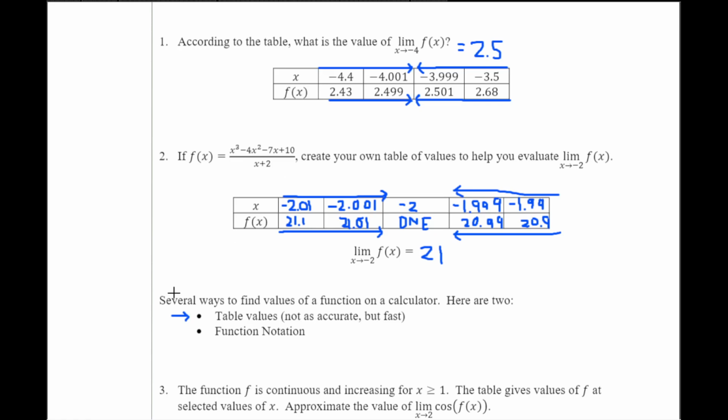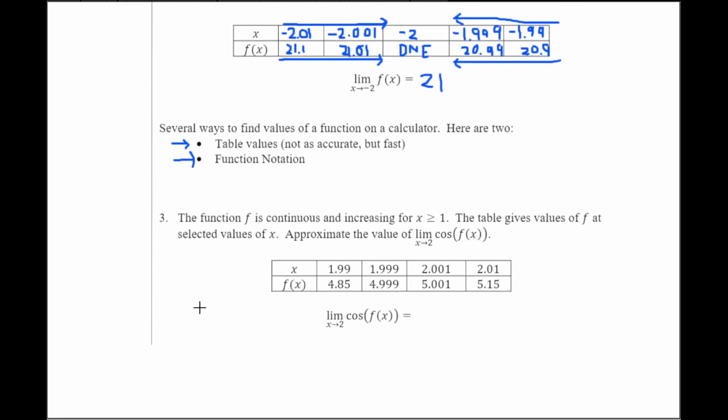All right, so we covered those two. This last question here. The function f is continuous and increasing for x is greater than or equal to 1. The table gives values of f at selected values of x. Approximate the value of limit as x approaches 2 of cosine of f of x. So you see here the table as x values approach 2. You see f of x is approaching 5.